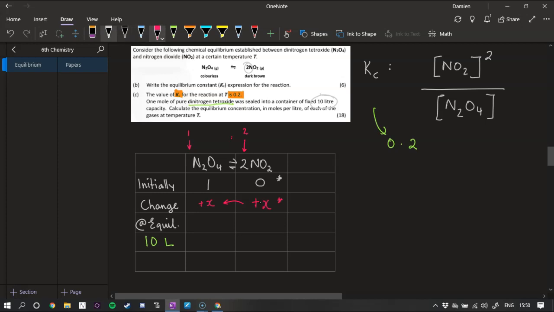Now, let's get rid of that. And also, not only that, it's going to be minus 1/2 x, because this is the left-hand side of the equation. So, because of 1:2, this is plus 1, this is minus 1/2 x. So, at equilibrium, what's going to happen here is this is going to be just x, and this one over here is going to be 1 mole minus 1/2 x.